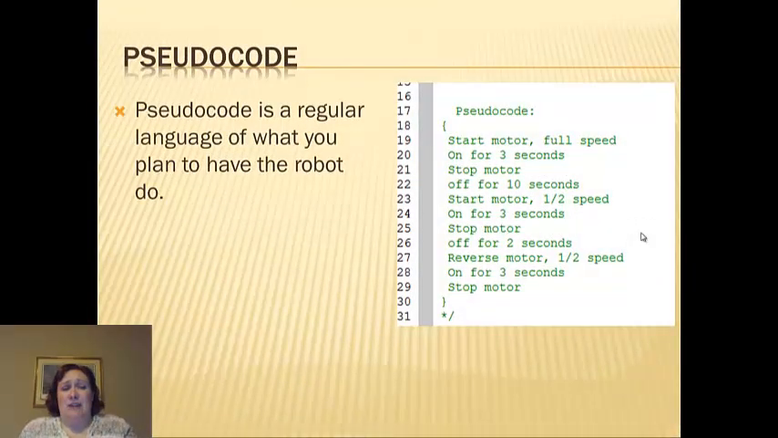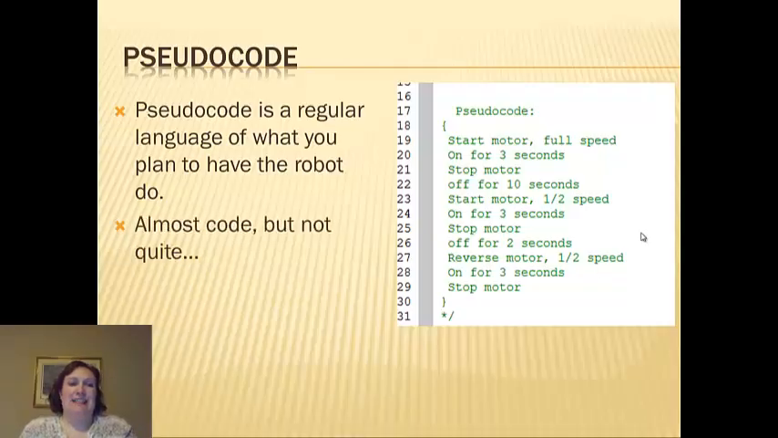So, pseudocode is regular language that lets you plan what you're going to do. So you can see the example of pseudocode there on the right. Start motor, full speed, on for 3 seconds, stop the motor, off for 10 seconds, start motor, half speed for 3 seconds, stop motor, off for 2 seconds, reverse motor, half speed, on for 3 seconds, stop motor. Now that's a very specific set of pseudocode, but notice none of it's code. It's all written in regular English. I've even got fractions in there for half speed.